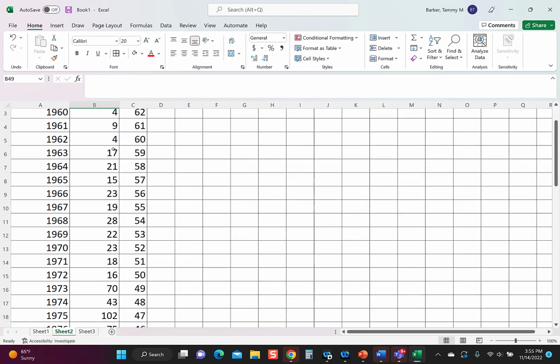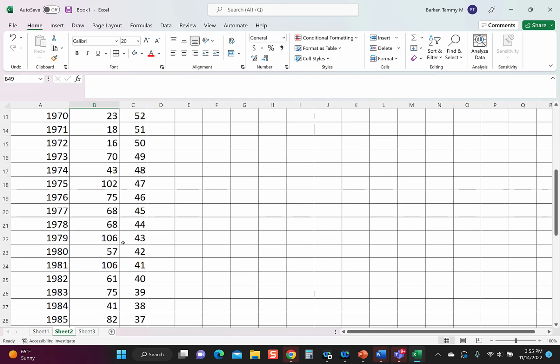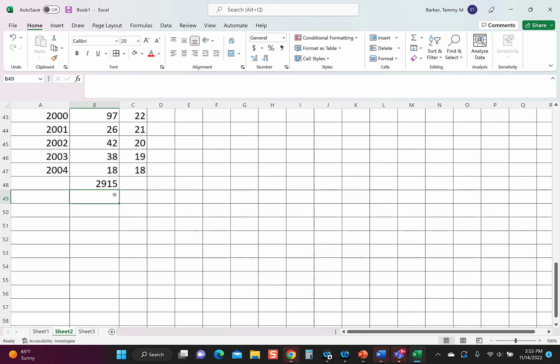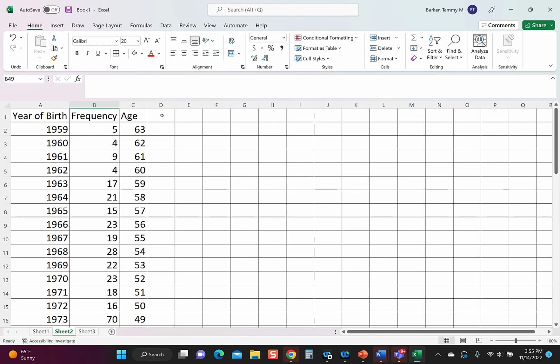At the end, what I need to do is add up the ages of all of these students, and I want to divide by this 2,915. So I'm going to write here that I'm going to do fx.